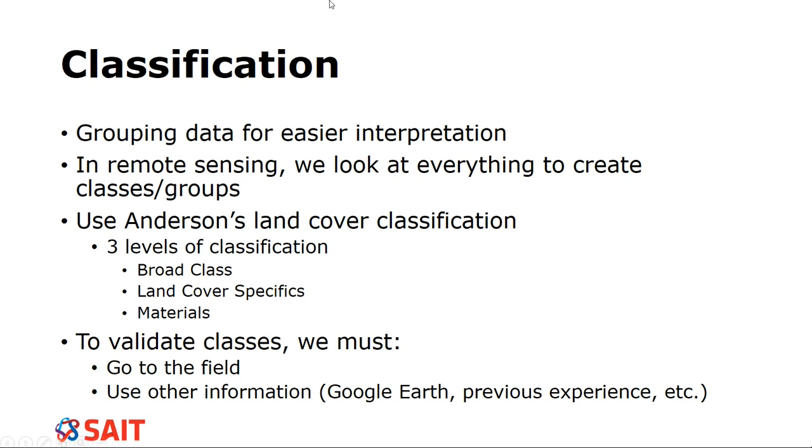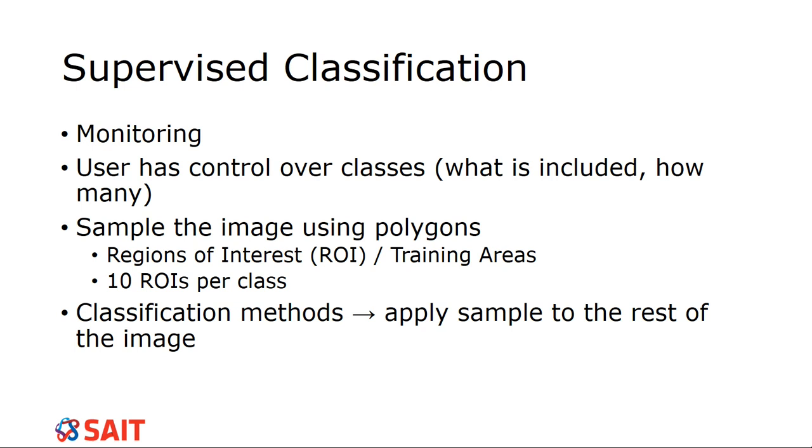So that's really the background of classification, how it works, and the process we go through. But then we can get into supervised classification. Supervised is the first kind of algorithm that we can use, and it is a monitored type of classification. As the user, you have full control over what is going on.